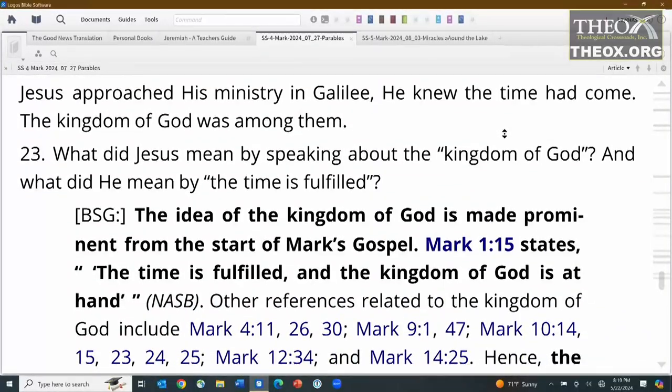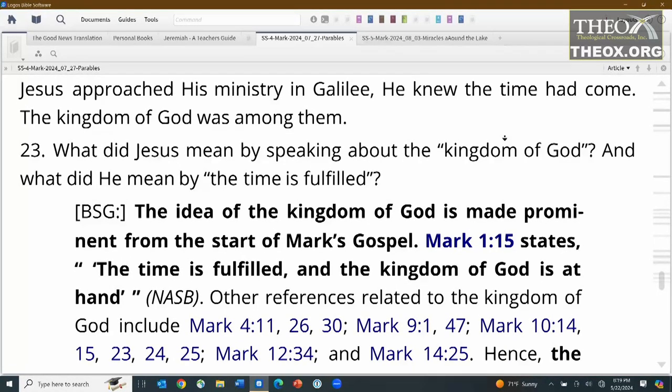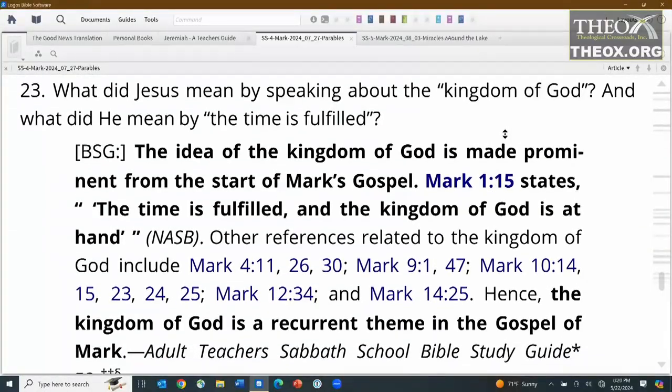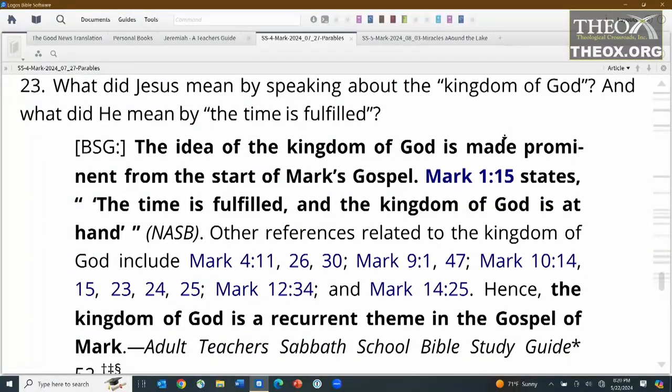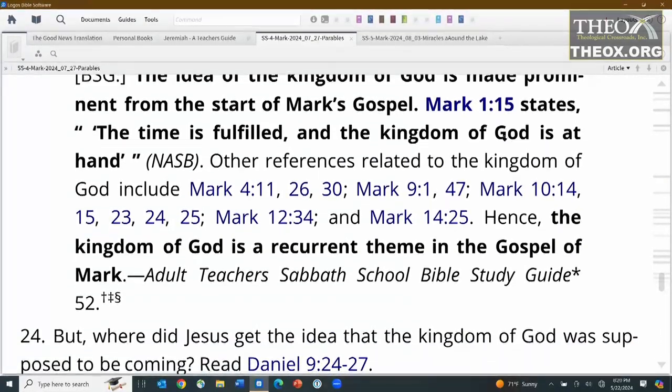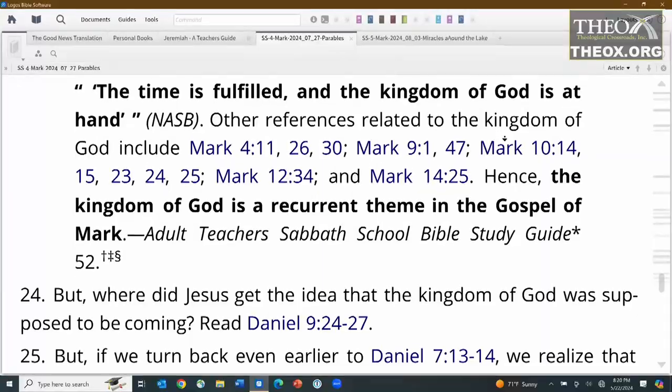Well, what did Jesus mean by speaking about the kingdom of God, and what did he mean by the time is fulfilled? Jim? The idea of the kingdom of God is made prominent from the start of Mark's gospel. Mark 1:15 states, the time is fulfilled and the kingdom of God is at hand. And hence, the kingdom of God is a recurrent theme in the gospel of Mark, with a lot of references.